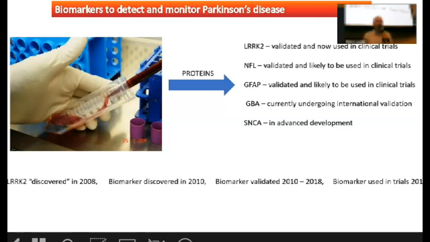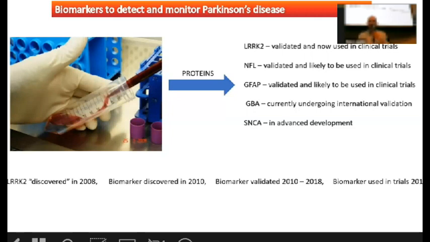So LRRK2 is a protein. It was discovered in 2008 that if you have a mutation in your gene that makes this protein, you're at a greater risk of Parkinson's than someone who doesn't. So this was discovered, but no one knew how to measure the LRRK2 protein. So we couldn't actually tell if it was different or not. So what we did is we spent a couple of years in the lab trying to develop ways to measure it. And it took a couple of years, but we actually did develop an assay that could measure the LRRK2 protein. So that was our biomarker.